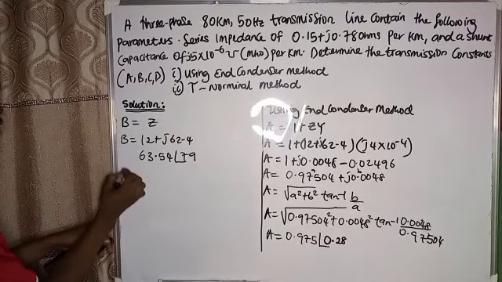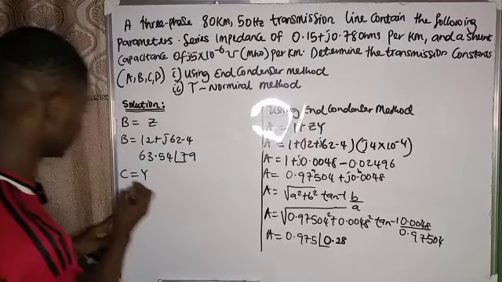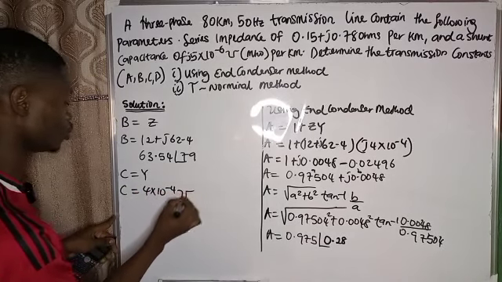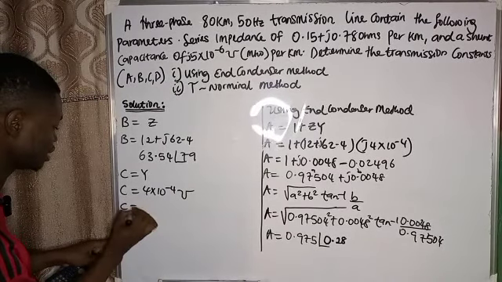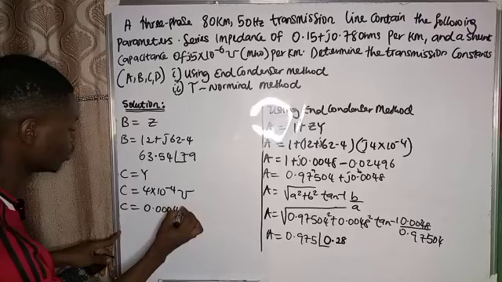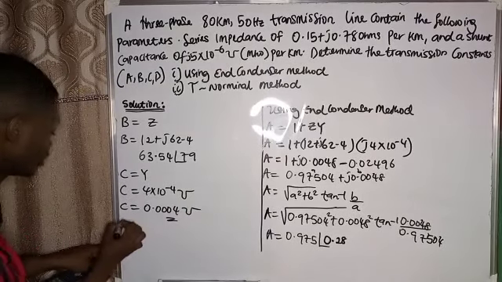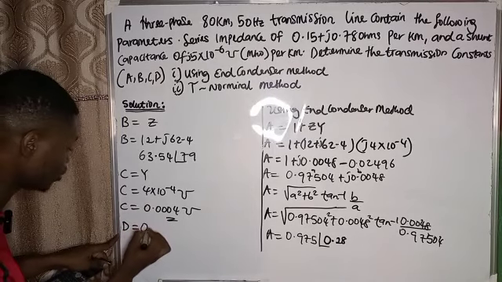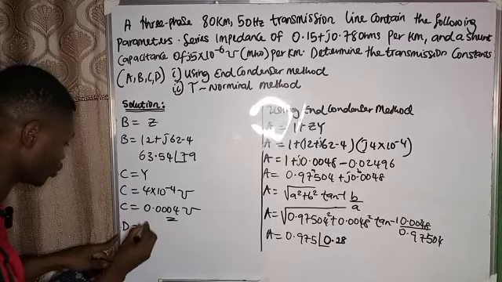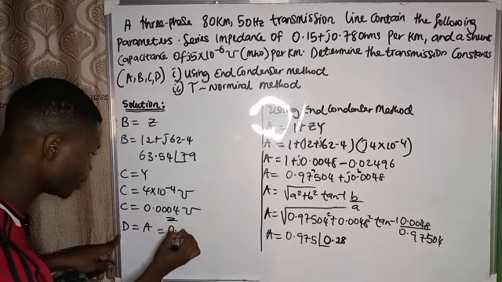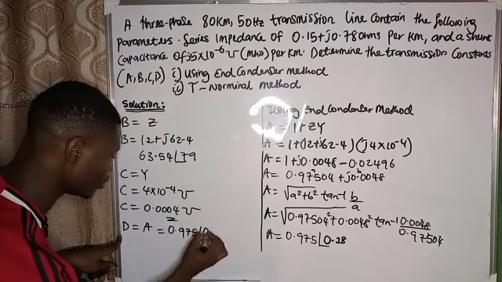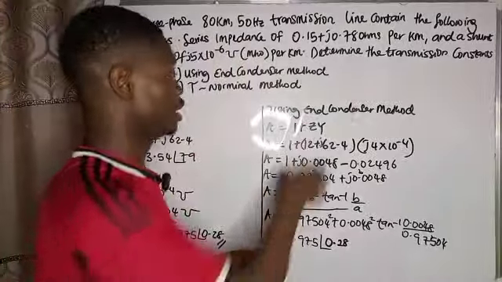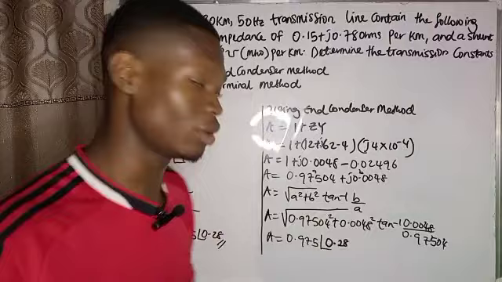So let's find our ABC. C is equals to Y. What is our Y? Remember that our Y is 4 times 10 raised to power minus 4. So this will be in mhos. So you can still write it that C is equals to 0.0004 mhos. That's still the same thing. So what is our D? Our D is equals to our A. D is equals to A, which is equals to 0.975 angle 0.28. So we are through with our N condenser method. Let me clean this side so that we are going to use the T nominal method.